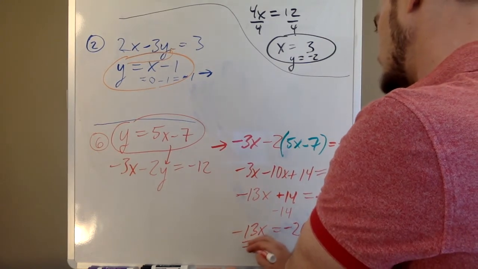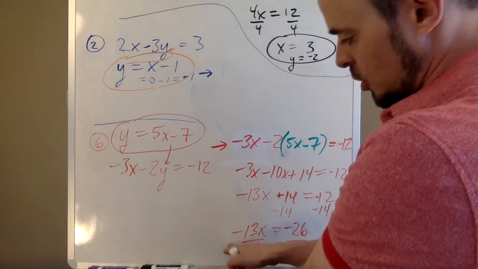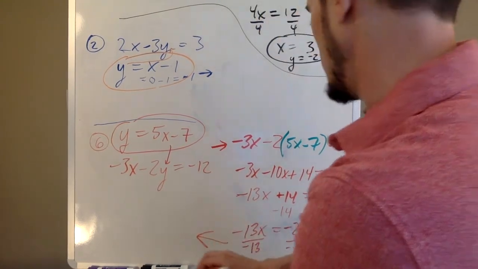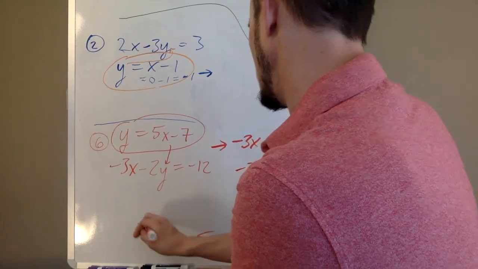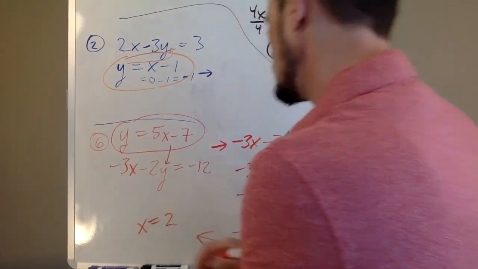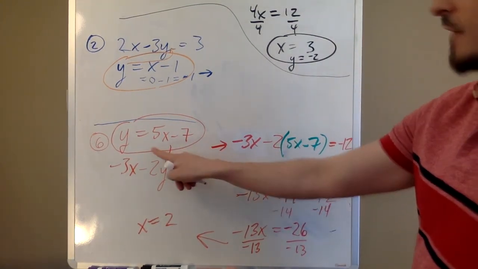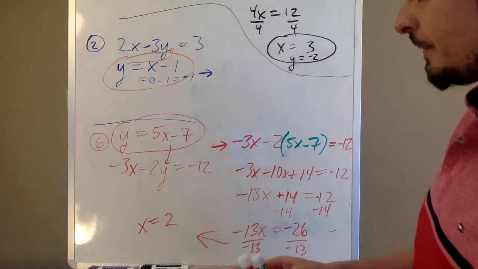Let's divide both sides by negative 13. And I'm going to get here, I'm going to show more work over here. Let's draw an arrow. This is going to be x equals, well, what's this divided by that? 2. And look what y is. Y is 5x minus 7. So, okay, let's plug that in.